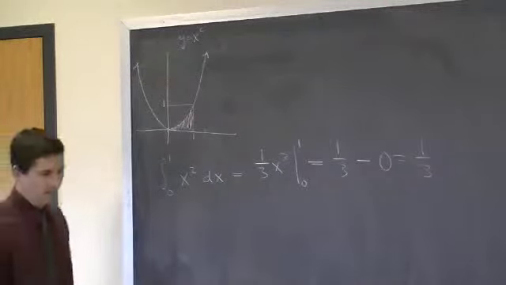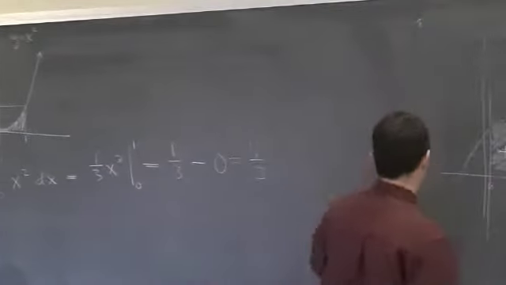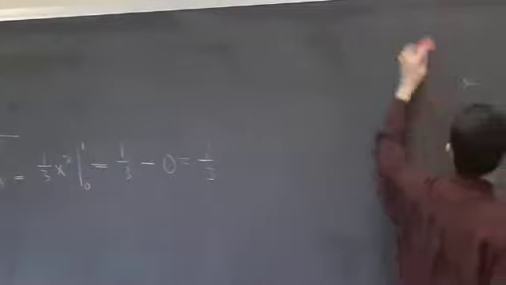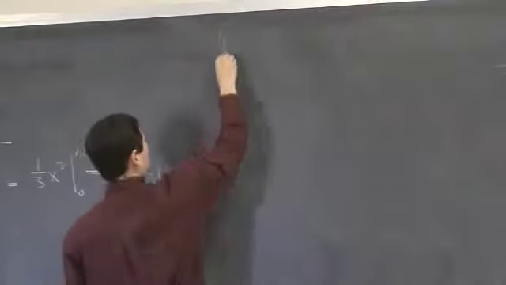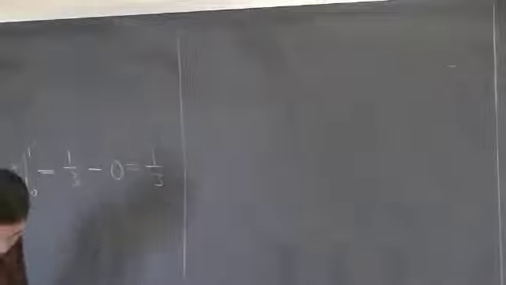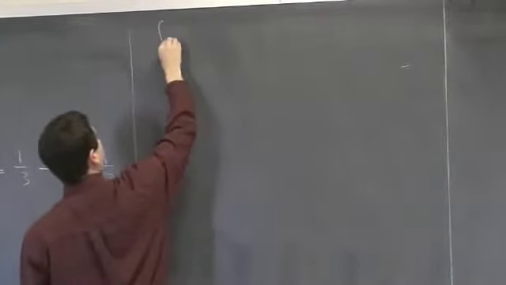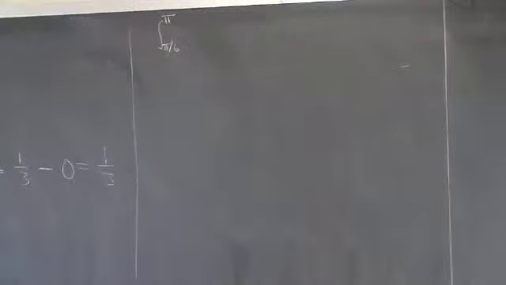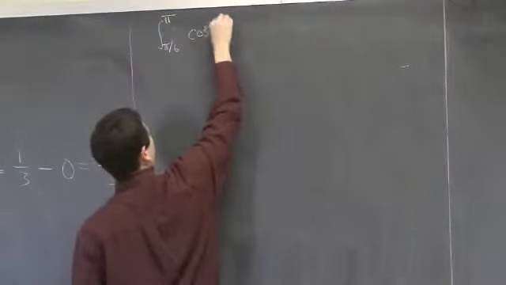Okay. Let's do another example. Let's do one a little more complicated. So we'll first write it and then we'll draw it. So I'm going to integrate on the interval pi over 6 to pi. I'm going to integrate the function cosine of x.